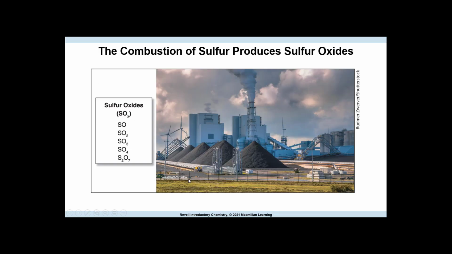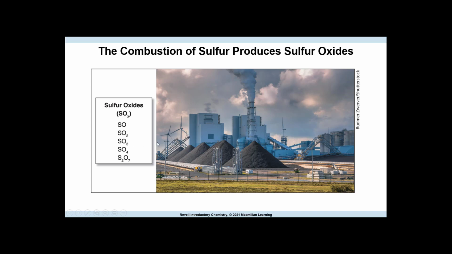So the combustion of sulfur produces sulfur oxides. Nonmetal elements often react with oxygen to form many different compounds. For example, the combustion of elemental sulfur produces several different oxides, including sulfur dioxide. You can see it's SO2, sulfur dioxide, and sulfur trioxide, SO3.